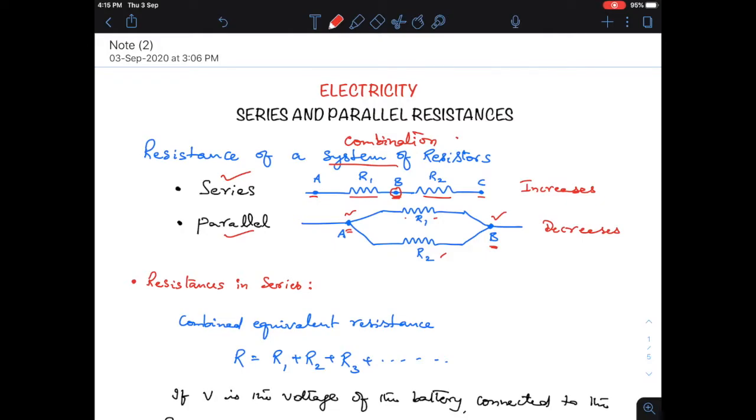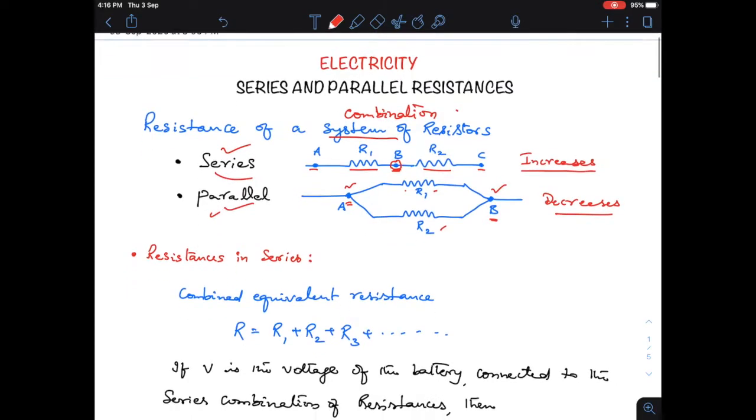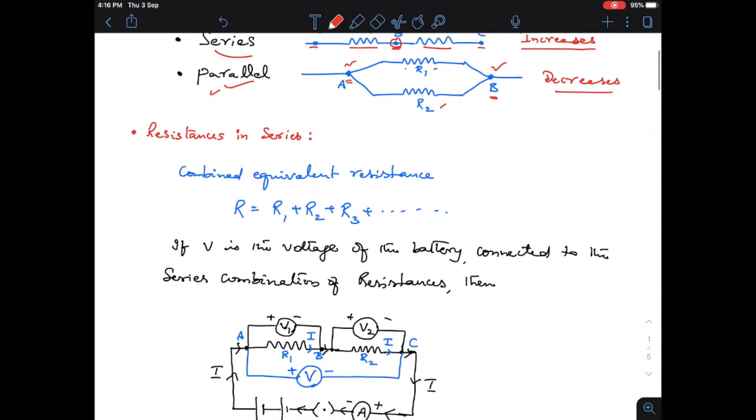We will discuss that. It increases in the series combination, and it decreases in the parallel combination. How? We will see. So, we will begin with resistances in series.